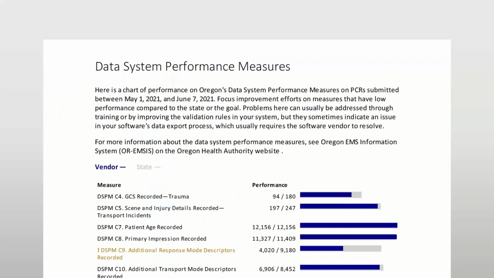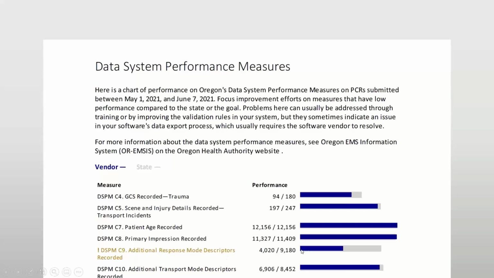The next section addresses data system performance measures. Oregon has adopted several data system performance measures that are tracked on a monthly basis at the state level to track how the EMS data system itself is doing. This section of the report shows how your agency did on these performance measures compared to the rest of the state. We can see that this particular agency is performing well on many of them, especially very well on patient age recorded and primary impression recorded.